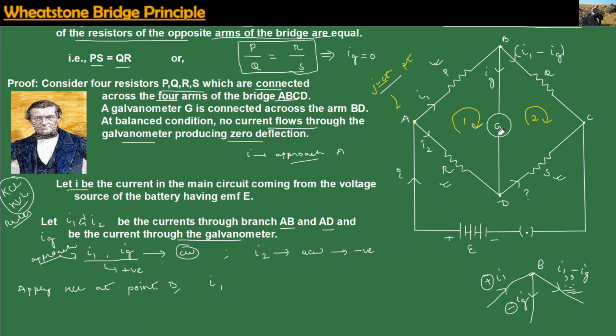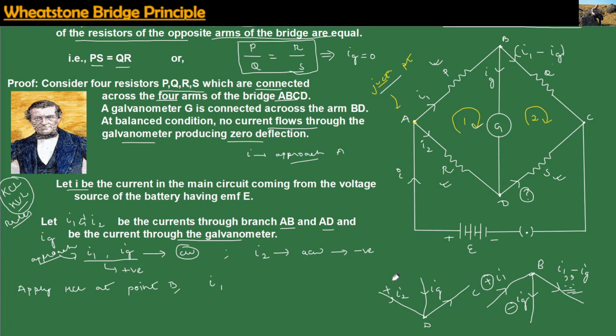Similarly, if you look with respect to point D, current I2 is approaching this point and current IG is also approaching point D. Both of these are approaching. So with respect to point D, I want to find how much is the current across this branch CD.